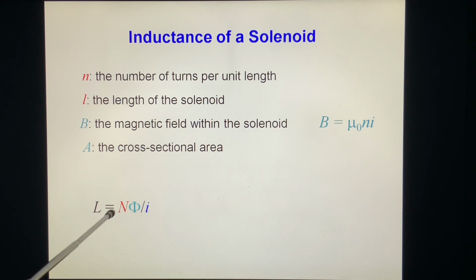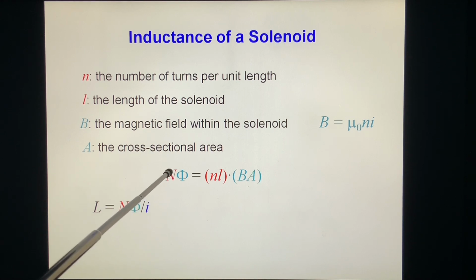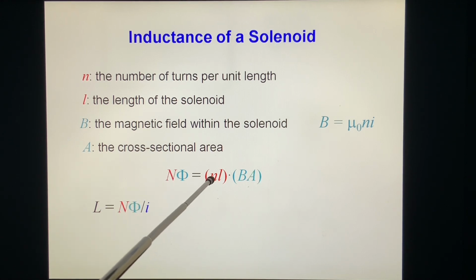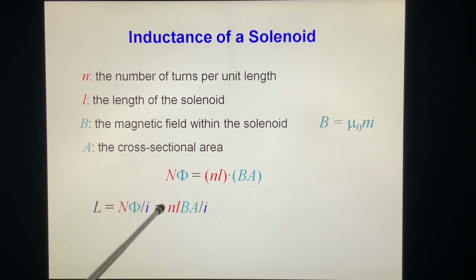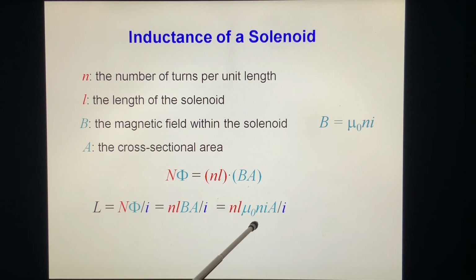L equals N phi over I. And N, the total number of turns, equals n l, where n is the turns per unit length and l is the length. And phi is BA. So we put this here and get L equals n l B A over I. And B equals mu 0 n I. Put B inside, I cancels out. So L equals mu 0 n squared l A. And dividing by the length, the inductance per unit length equals mu 0 n squared A. It has nothing to do with current.